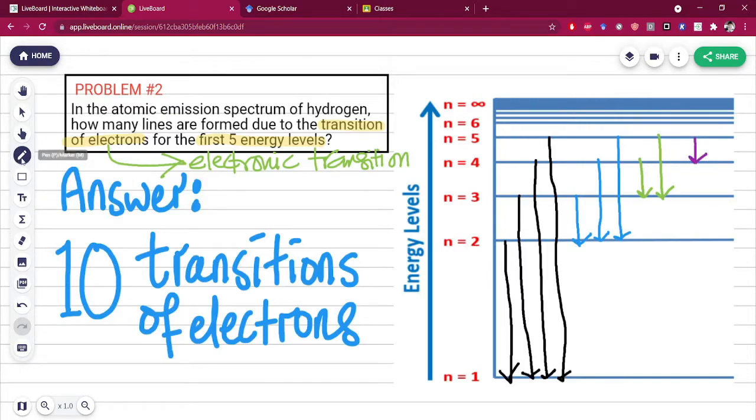So how many is that? If you count that out, you have 1, 2, 3, 4, 5, 6, 7, 8, 9, and 10. So we have 10 transitions of electrons between the first 5 energy levels in the atomic emission spectrum of hydrogen. So this is how you can answer this kind of question. You have to have this diagram drawn for you, and then you can try to do the transitions to look for how many transitions will be produced.